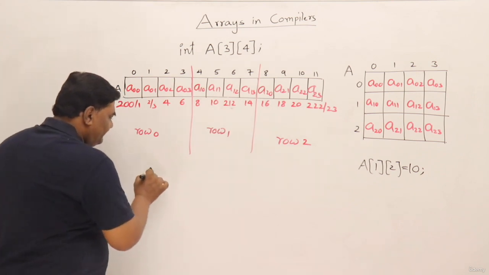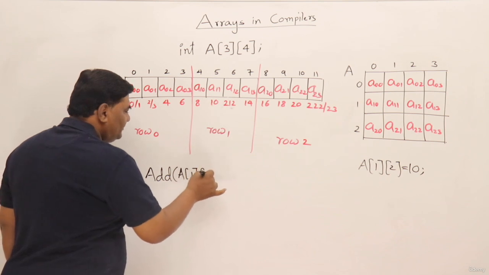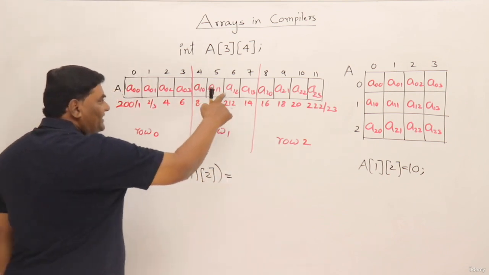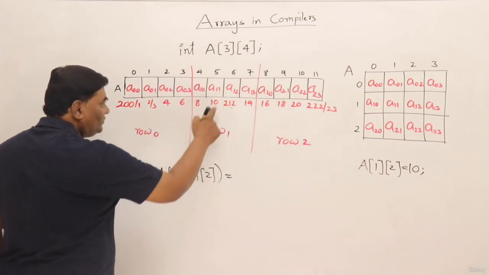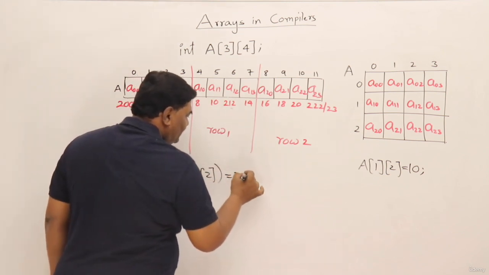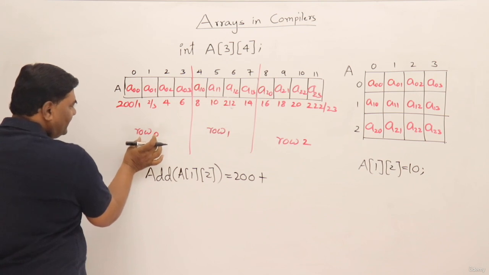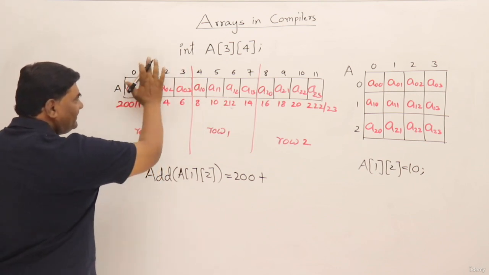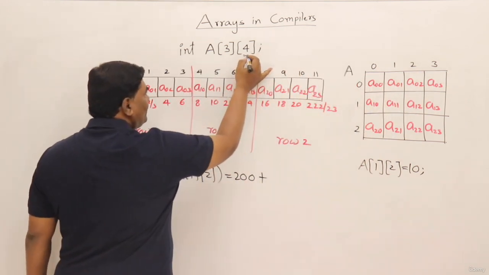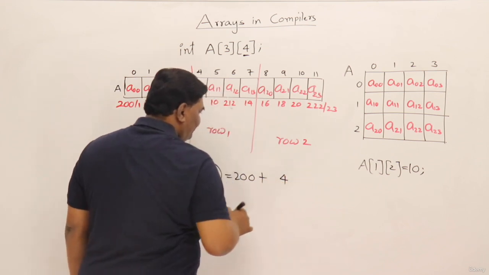So for getting the address of a location A of 1, 2, this ADD is for address. Now to reach here, that is 1, 2, that is present here. To reach here, the starting address is 200, okay, 200. Then I should leave all the elements of one row, that is row 0. I should leave all these elements. So how many elements are there in a row? 1, 2, 3, 4. That is equal to the number of columns. So I should leave 4 elements. Okay, 4 elements I have left.